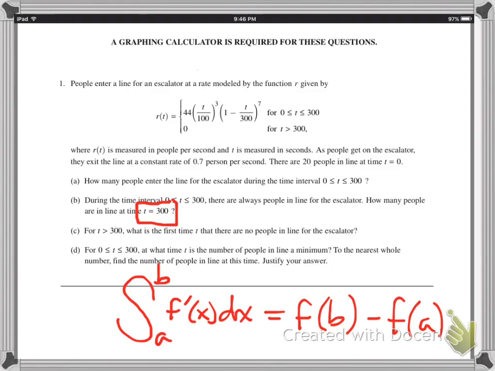b is going to be our 300, a is 0. We want the function at b. We know the function at a, that's 20. We do have to be careful though, because what the question is asking is how many people are in line, and the number of people in line is affected by two quantities. It's not just affected by the rate r, people entering the line. It's also affected by the people leaving the line at this constant rate as well. So we can write this in one form like this.